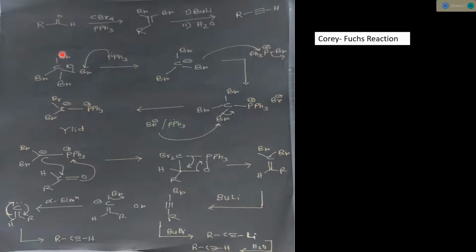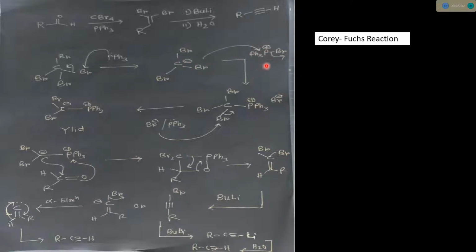Since the carbon is surrounded by four bromine atoms, and the size of bromine is very large, PPh3 will not attack the carbon center. It will attack the bromine center. The carbon center is surrounded by four large bromine atoms, that's why it cannot attack the carbon center. So it will attack the bromine center. This bond breaks and CBr3 minus will form. This CBr3 minus will then attack the PPh3 plus Br. After this reaction, PPh3 plus Br will form.